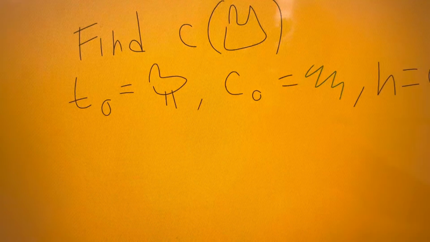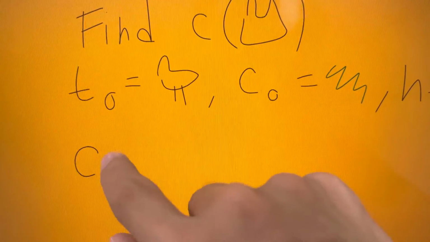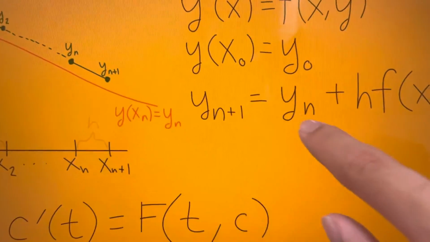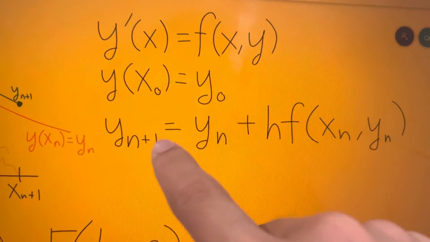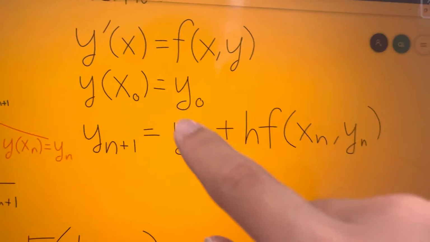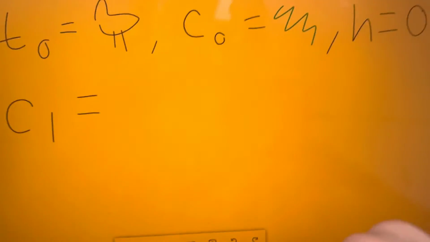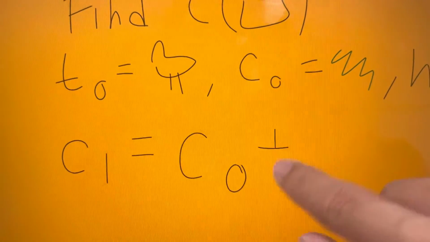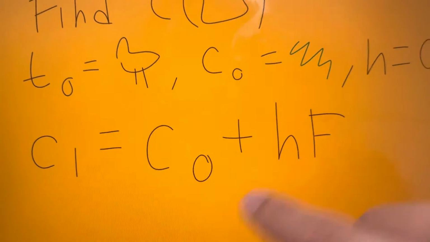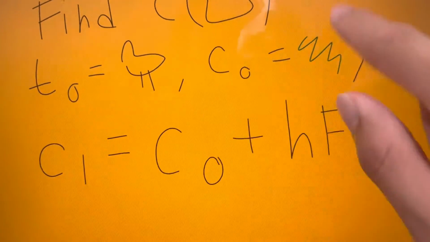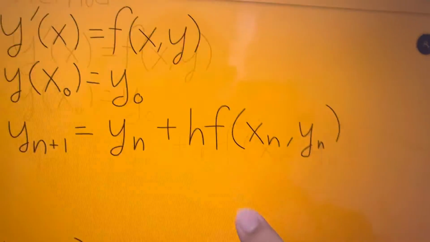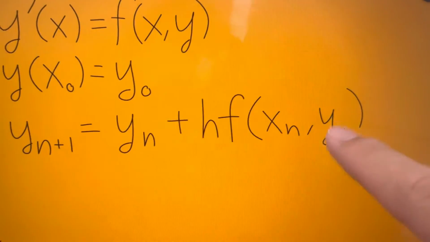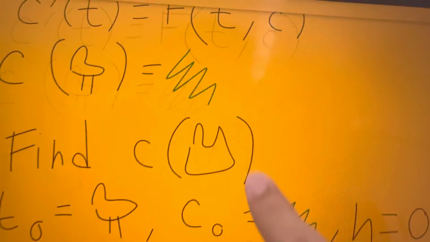So we get C1. Now if we look back at the formula, y_{n+1} is C1. That means we have the one before it, which is C0. So that's C0 plus our H multiplied by f, which is what our derivative is equal to. We had this differential equation, and now we're plugging that in. So in this case, we have f of t0, C0.